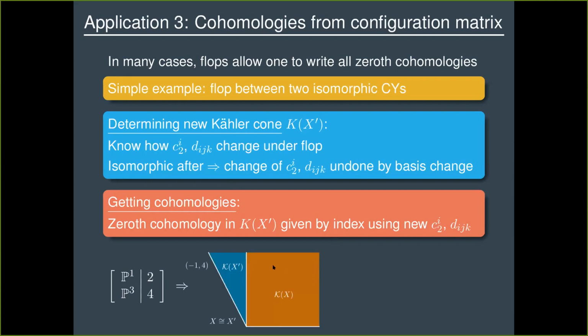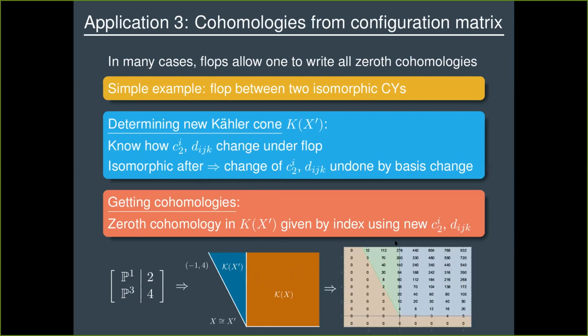So you know that if you pass through this line here, you're going to pass into the Kähler cone of an isomorphic Calabi-Yau. And then if you just compute C2 and D, how they change under the flop, and then find the basis transformation that puts them back to themselves, you find that this is the edge of the new Kähler cone, which has this gradient of -1/4. So this maps out the entire effective cone for you. It tells you exactly how the Kähler cones fit together. And then because you already know C2 and the triple intersection numbers, you can just write down all these cohomologies straight away.